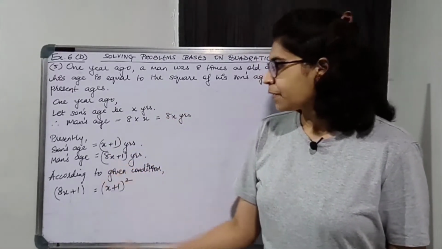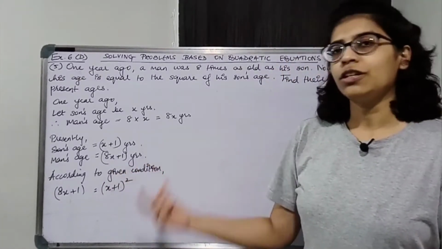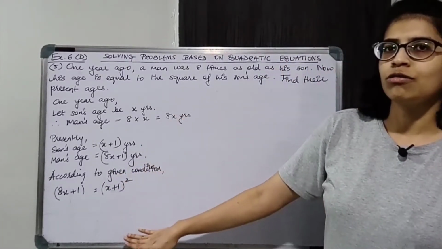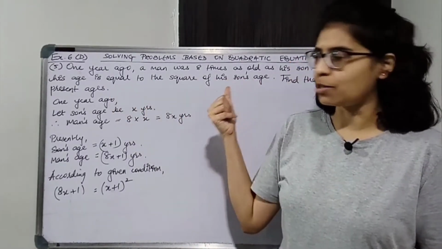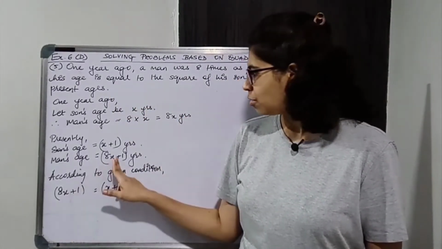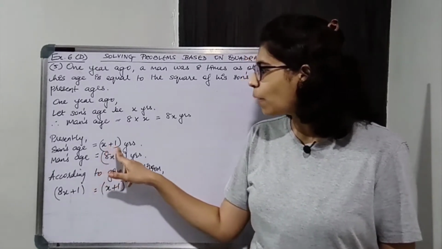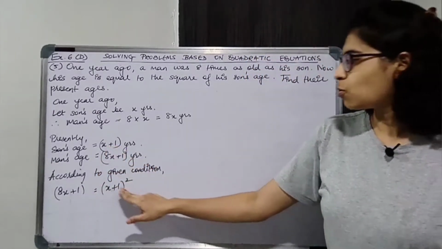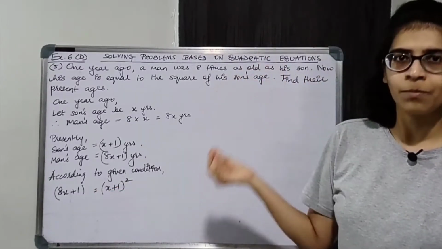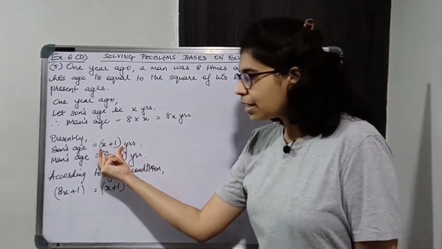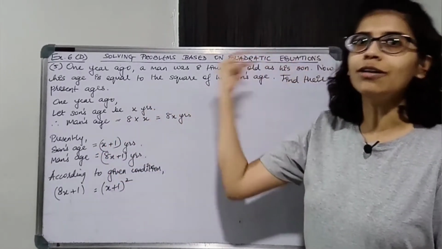Okay. Now coming to the condition part. Now we'll apply the condition to the present ages. So now his age is equal to square of his son's age. So man's age now is equal to square of the son's age. So x plus 1 the whole square. Okay, don't take x square plus 1 square. That is wrong. This is the age, so the whole age squared.